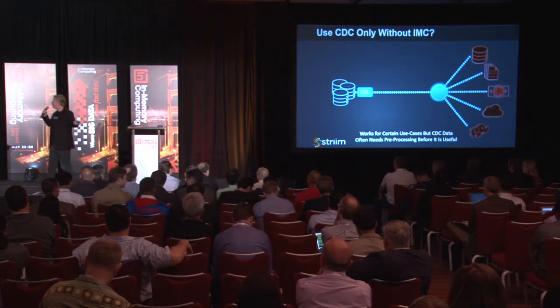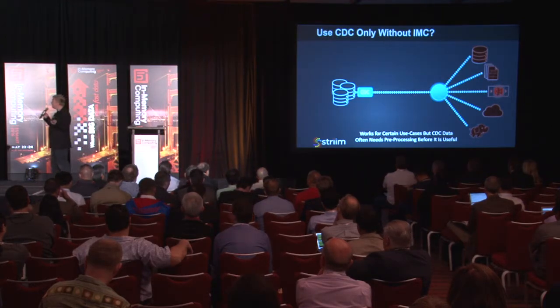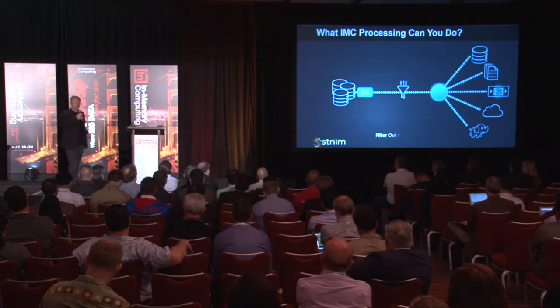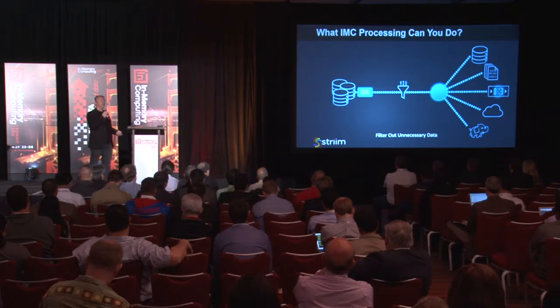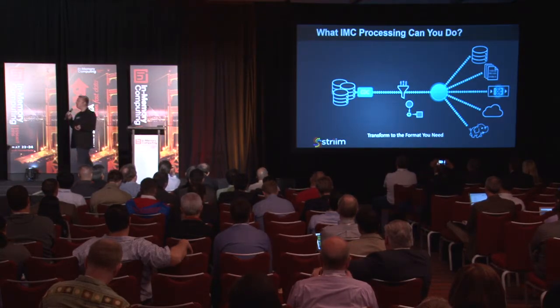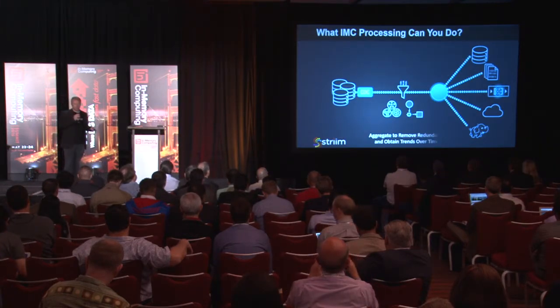If you want to ask a question like, what are my top 10 customers in California doing right now? You can't do that against a bunch of IDs. So that means you probably need to do some kind of in-memory processing in order to actually make that data useful. The first thing you can do is filter out unnecessary data. You can transform the data into a format that you want. It's all the kind of processing that you can do in memory.